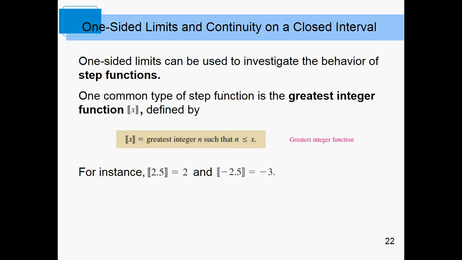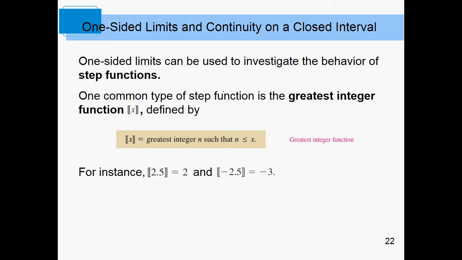Now, one-sided limits can be used to investigate the behavior of something called a step function. Anybody ever used step functions before or seen them? We might have talked about them in pre-cal, I don't remember. But the most popular step function is called the greatest integer function, and it's denoted by these little double bar brackets. Basically, if you take the greatest integer function of some real number, we're saying, what's the greatest integer n such that n is less than this value?